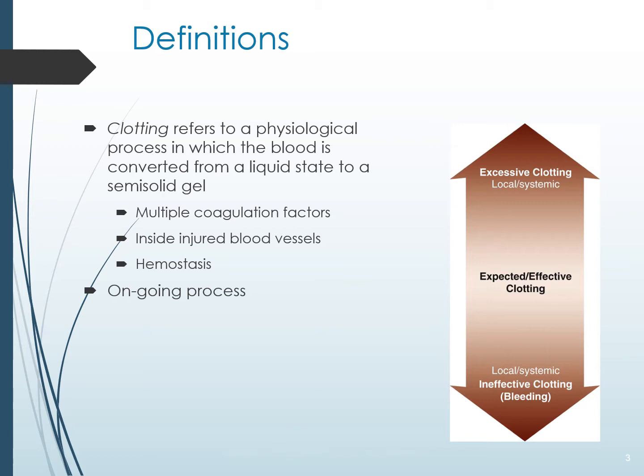For the purpose of the concept presentation, clotting is defined as a physiologic process in which blood is converted from a liquid to a semi-solid gel. This is a normal and expected physiological event that usually starts when arteries or veins are injured. Multiple coagulation factors interact in a sequence with fibrin and platelets to form a blood clot. The result of the clotting process is homeostasis, a term that refers to the stoppage of blood flow or bleeding.